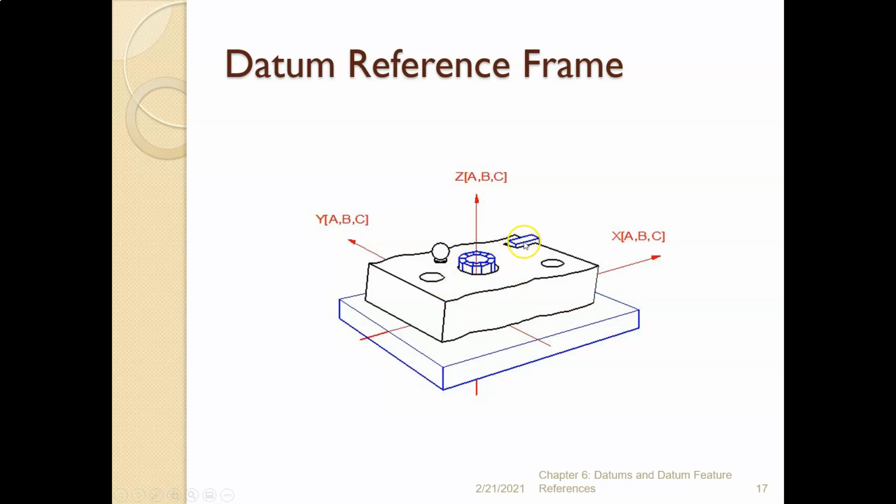The datum feature C prevents us from spinning it around the Z-axis. Can we spin it around the X-axis? Well, no. Datum plane A prevents that. Same with spinning it around the Y-axis. All right, so this part is locked down in space. It cannot move. Once we put it onto this datum reference frame, then it's locked down in space.